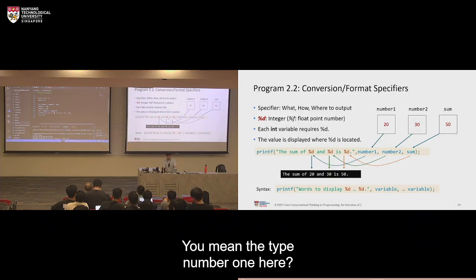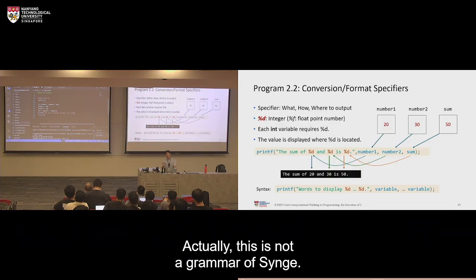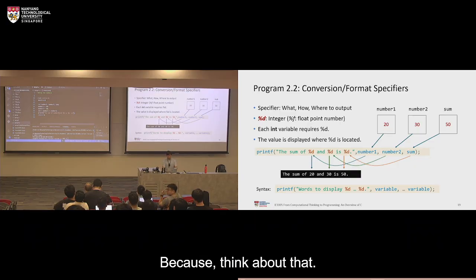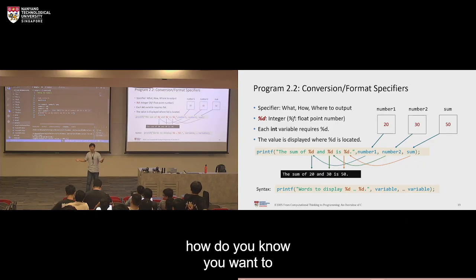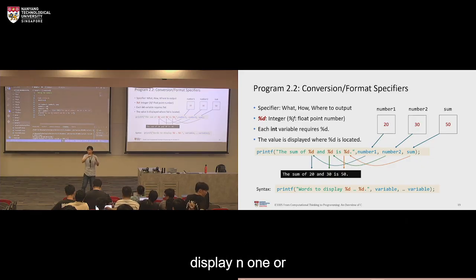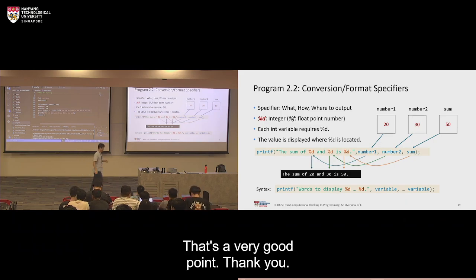You mean the type number 1 here? Actually, this is not a grammar of C language. Because think about that. If you say number 1 right here, how do you know you want to display number 1 or the value of the variable? We don't know about that. That's why we need a specifier. That's a very good point. Thank you.